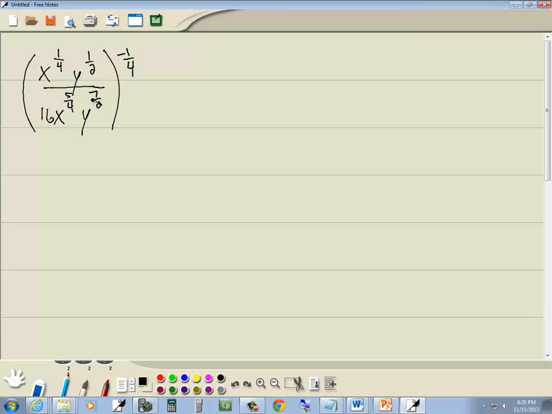Now, as long as you're using valid properties of exponents, you're fine, but I typically try to stick with the order of operations. Order of operations says do what's inside the parentheses first, so we'll focus on that. Within parentheses, we have a fraction, so we'll do what's on top and what's on the bottom. There's nothing to do on top or on the bottom, so then we'll handle the fraction itself.